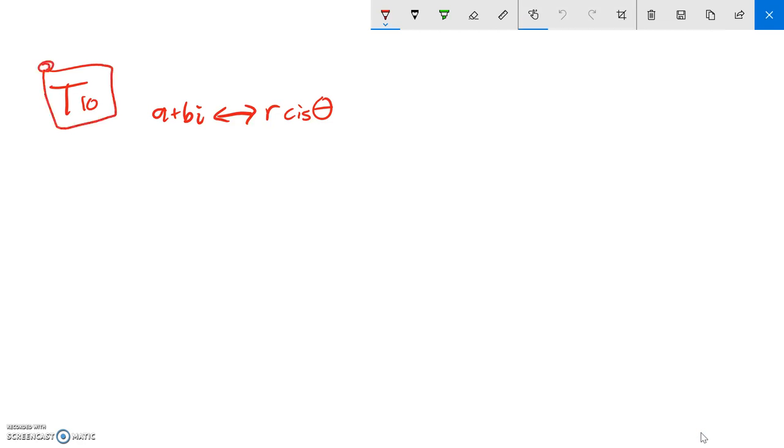So this is topic 10 for pre-calc, and we're just going to go back and forth between imaginary form and cis form for imaginary numbers, a plus bi and r cis. So a plus bi is basically a rectangular form where we have an a and a b axis.